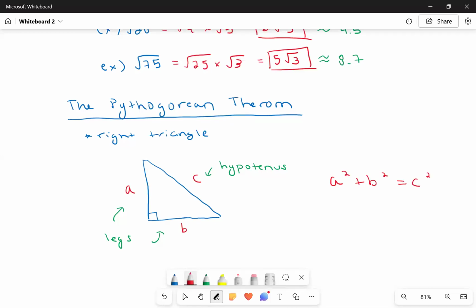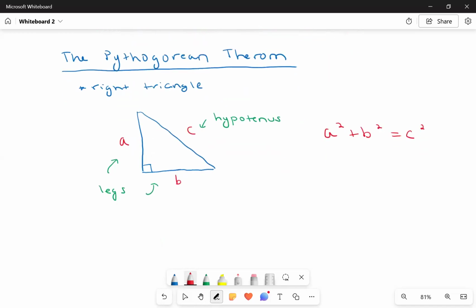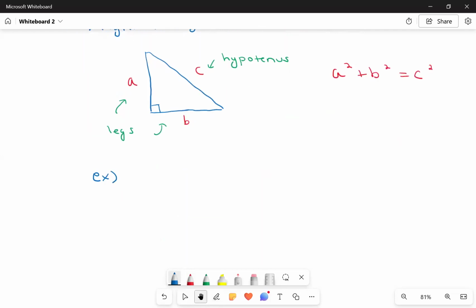The history of the Pythagorean theorem is pretty extensive, and there are lovely proofs. In fact, I will do another video. Either I'll link one or I'll make one on a proof of the Pythagorean theorem. There's just so many beautiful proofs of it. But let's use it. Let's go ahead and practice the Pythagorean theorem itself. So let's say I have a right triangle.